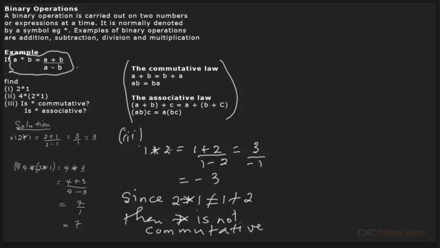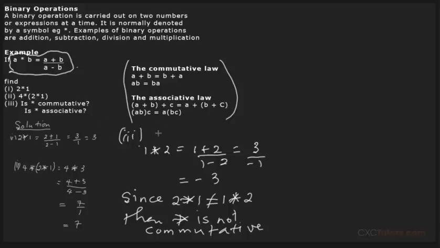However, suppose we had worked out 1 star 2 that gives a value of, let's say, positive 3, then the conclusion would be, since 2 star 1 is equal to 1 star 2, then of course star would be commutative. So we have to look out for equality in the result for the commutative property to hold. And since the two values are different, the conclusion is that star is not commutative. The same thing we will do when we are testing for the associative property.